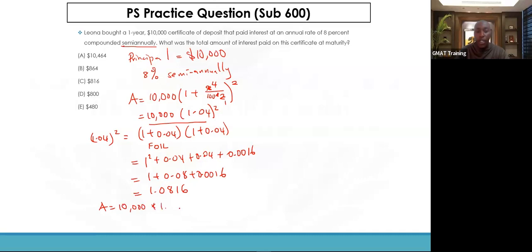This times the 10,000, therefore the amount will be 10,000 times 1.0816, which equals $10,816. That's the total amount. And you asked, what was the total amount of interest paid on this certificate at maturity? Instead of the total amount, we need the actual total amount of interest. And how do you do this? We do the 10,816 minus the principal.